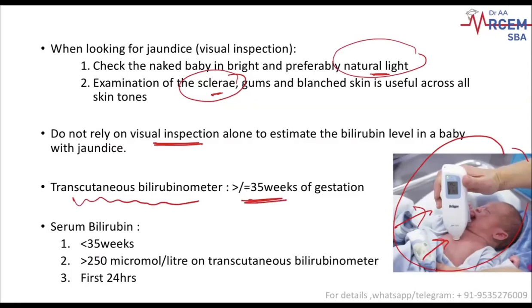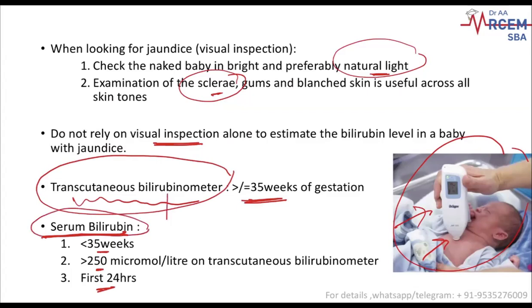It is preferred only in babies whose gestational age is at least 35 weeks or older. For babies who are less than 35 weeks, you need to get serum bilirubin levels. If this transcutaneous bilirubinometer gives a reading of more than 250, then confirm the reading with a serum bilirubin. If the baby has presented within the first 24 hours of age, that means in the first day of life, then you need to directly check the serum bilirubin levels. Transcutaneous bilirubinometers are not sensitive enough to pick it up in that age group, that is in hours.